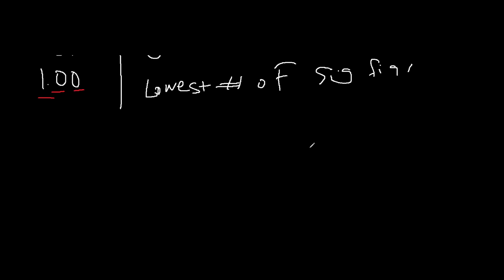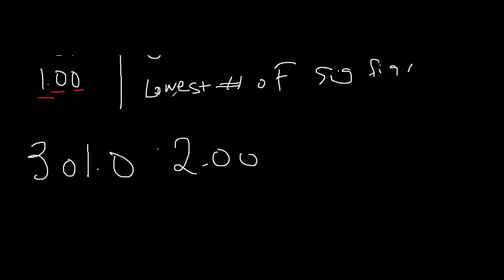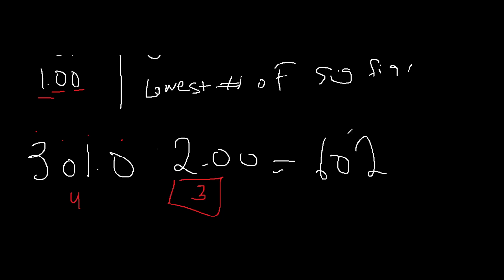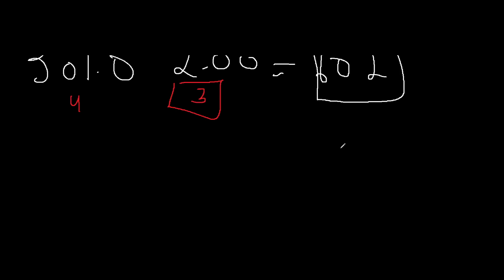For example, let's say we have a situation where we're multiplying 301.0 times 2.00. Let's check. This has 1, 2, 3, 4, so 4 sig-figs, and this would have 3 sig-figs. So what are we going to do? We're going to multiply and use 3 sig-figs. So we write 602, which would be 3 significant figures. This would be the correct answer in this specific instance.